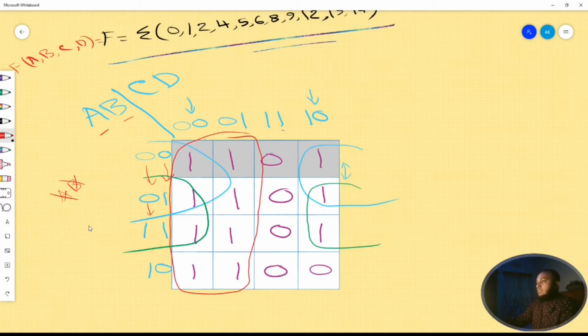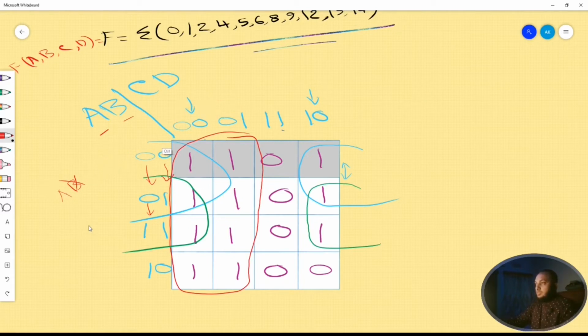Then we can see the red group covers the first two columns, and in the first two columns C doesn't change, it remains 0. So we will take C, and as the unchanged C is 0, we will take C prime. And for D, we can see D changes from 0 to 1, so we can't take D. So for the red group, we will only take C prime. Okay.